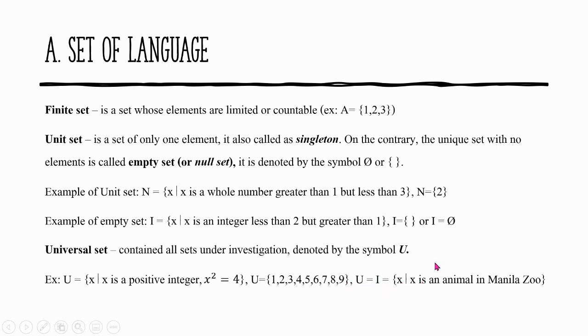Another example of a universal set, sorry, this should be U, wherein x is such that x is an animal that you can find in Manila Zoo. Your elements here can be a list of animals that you can find in Manila Zoo.